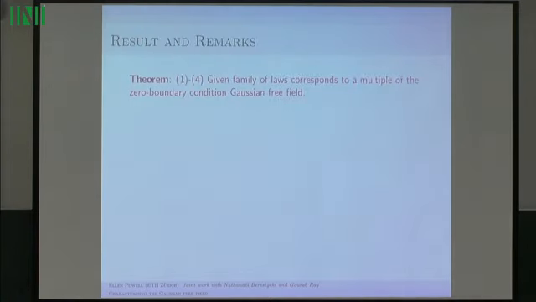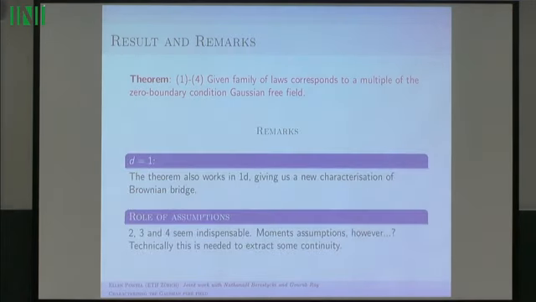Okay, and so the result, which is with Nathaniel and Gourab, is that if you have these 4 properties for your family of laws, then they have to correspond to the family of laws associated with some multiple of a Gaussian free field. So that's the result. And just a couple of remarks. The role of the assumptions I already discussed. Basically, we need all of them except the 4th moment one, which we shouldn't need so much.